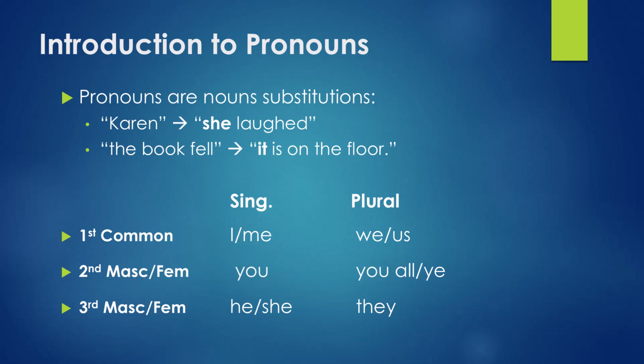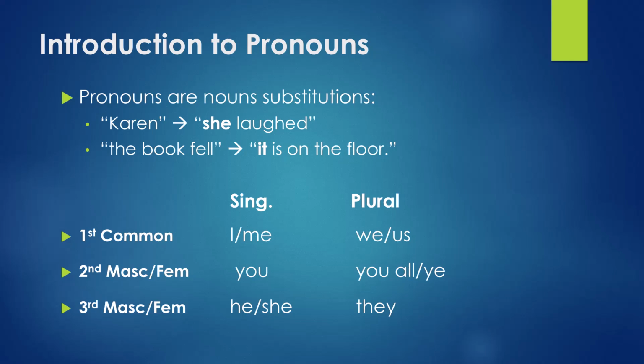So let's look at English independent pronouns. Now as you can see on the screen, there are three persons. You have first person, you have second person, and you have third person. In the first person, you have the pronoun I or me, and in the plural you have we or us. In the second person, person being spoken to, you have you, and in the plural you have you, or in some other translations you see ye. In the third person you have he or she. In the plural you have they.